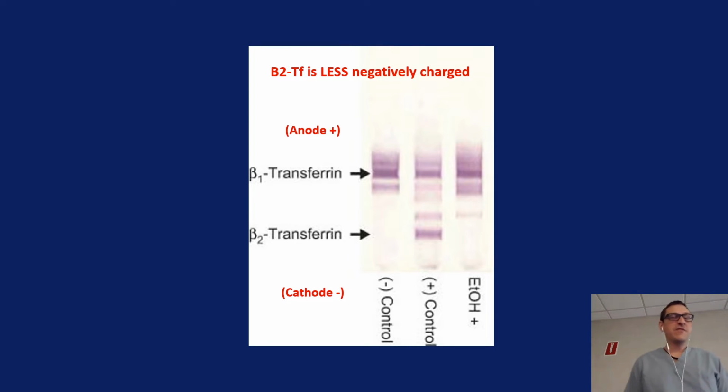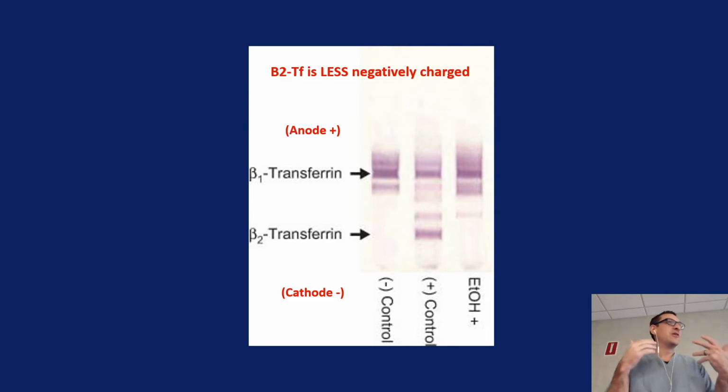All right, so to give everybody some basic science refresher here, the anode is where it's positive. The cathode is where it's negative. And I know there's someone in the audience that thinks it's the opposite, so it's okay if you do. The beta-2 transferrin, remember, loses neuraminic acid residues, right? So it's going to be less negative, so it's going to stay closer to the cathode. So it separates from beta-1 transferrin, and you should see 2 lines, okay?